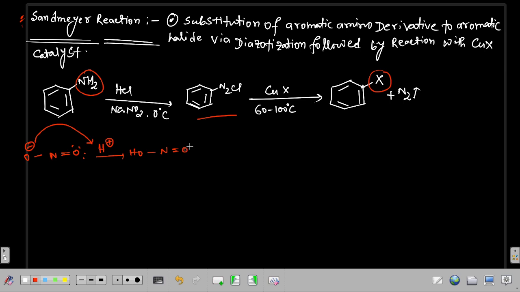NO. In presence of another equivalent of acid, it will abstract this H plus and it will form H2O plus, and in the double bond O, here it leads to the removal of this H2O and it will form nitrosonium ion.